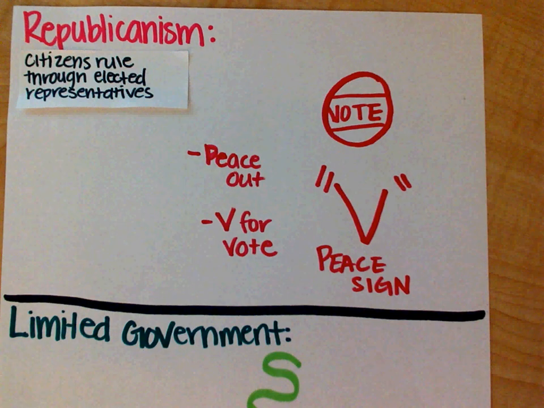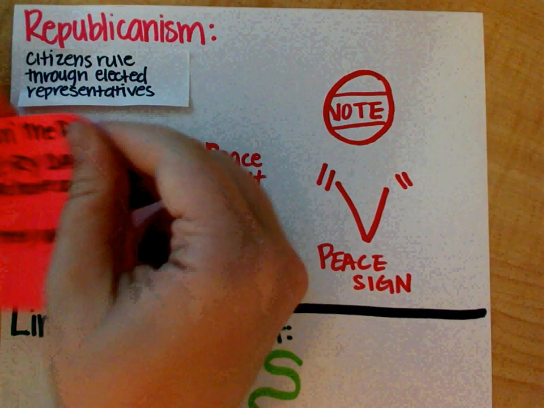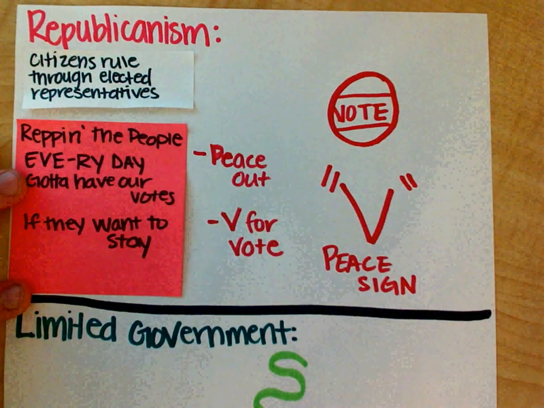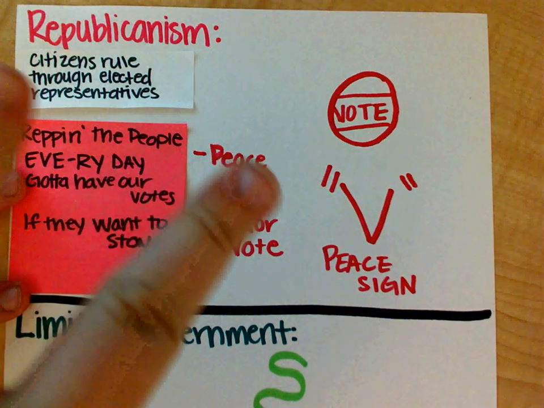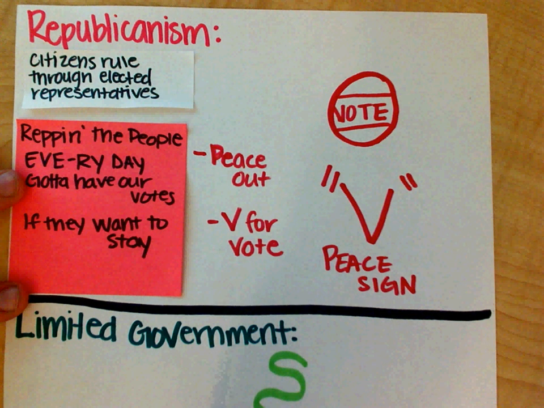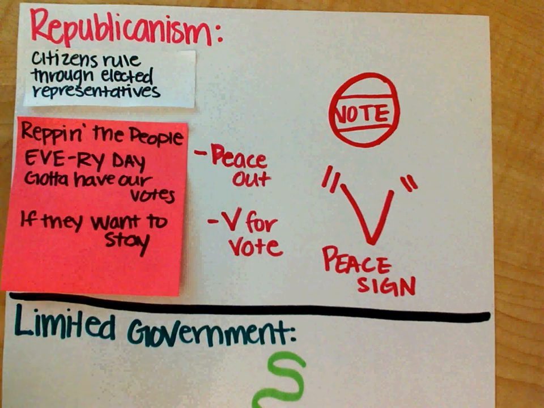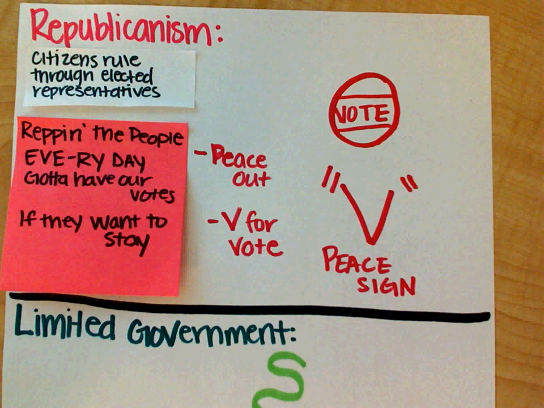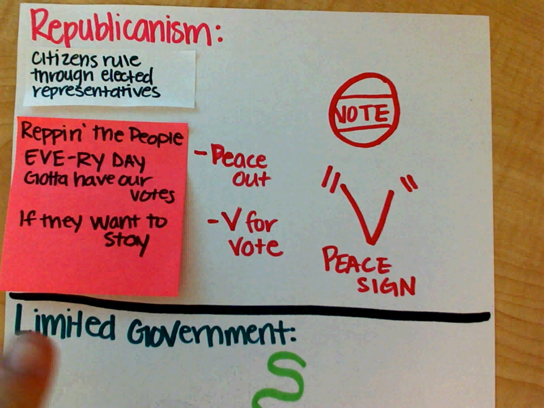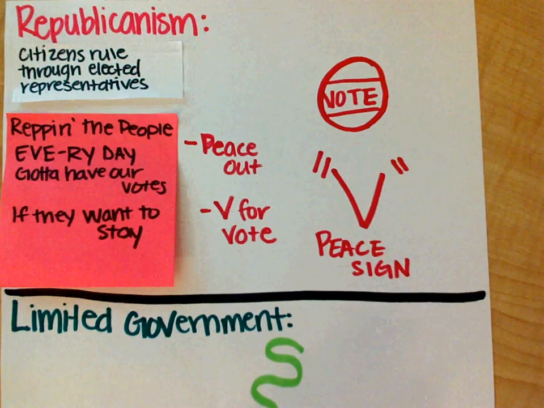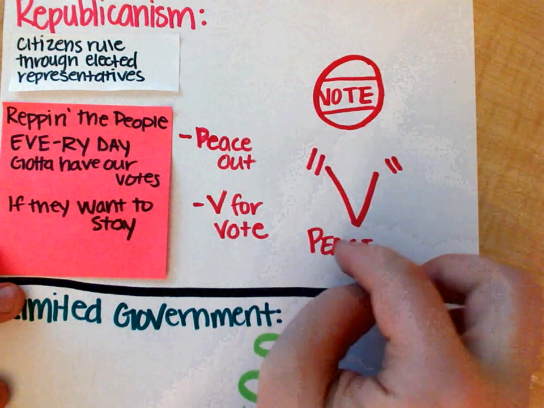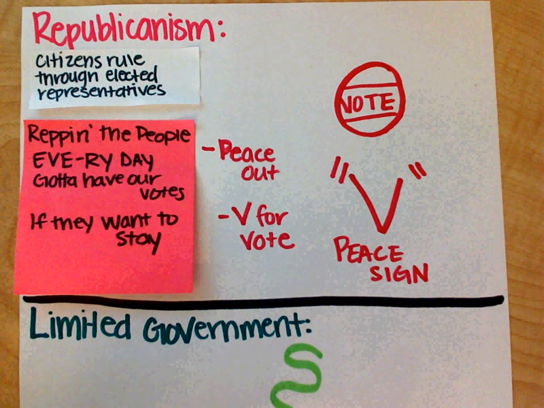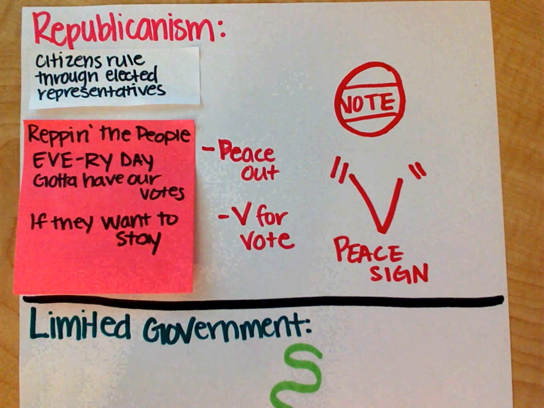So our rap for this one was: reppin' the people, and you kind of did like a peace out sign. Reppin' the people every day, gotta have our votes if they want to stay. And so we did it acting like you're peacing out, and then you turn it up and made it into a V for vote. Your symbol for this was just a vote sign, or you could do the V and say it's a peace sign for vote. Reppin' the people every day, gotta have our votes if they want to stay. All right, next.